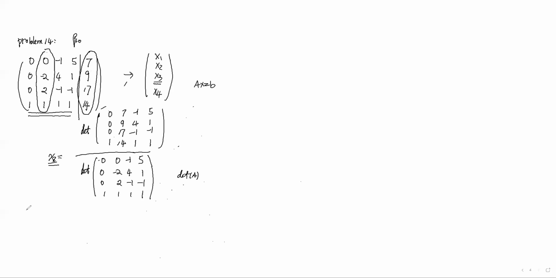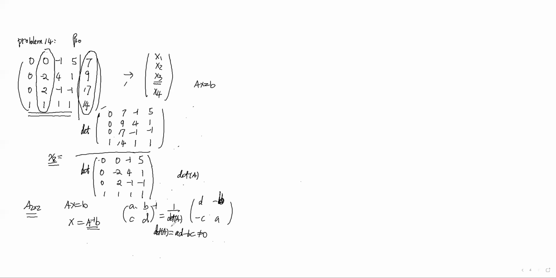But in the 2 by 2 case, if it's a 2 by 2 matrix, AX equals B, you just write A, B, C, D. The inverse is 1 over the determinant of A. For this case, the determinant of A is AD minus BC, which is non-zero. Then the matrix is D, negative B, negative C, A. Then you put this matrix here, and since you know what B is, you get the answer directly. Clear?